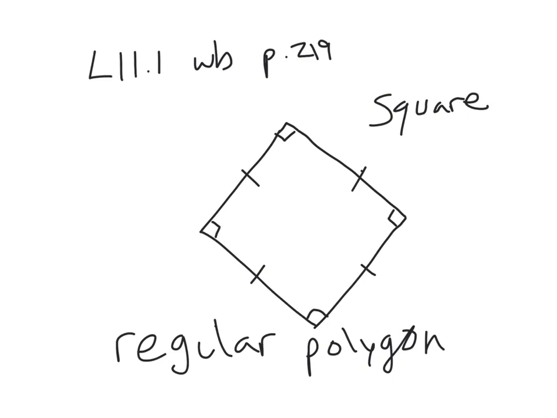So you're going to go through numbers 1 through 6 and tell me what type of polygon it is according to the number of sides, and then whether it's regular or not regular. Okay, and then you need to do the word problems at the bottom and on the back side. If you have any questions, please let me know.